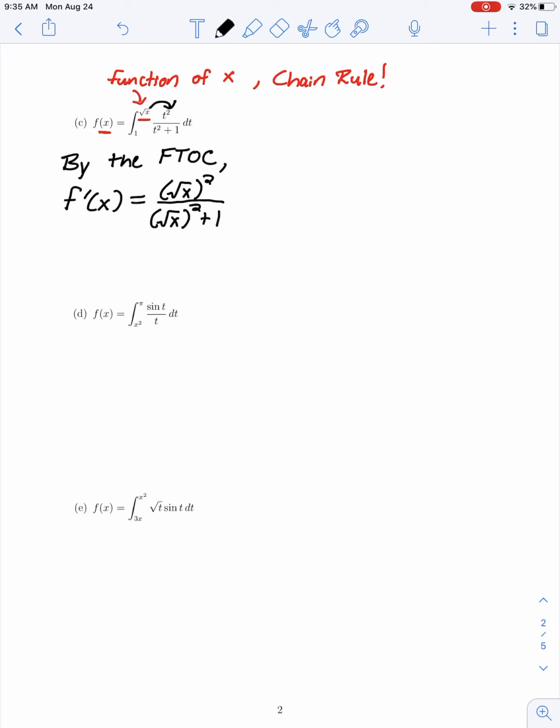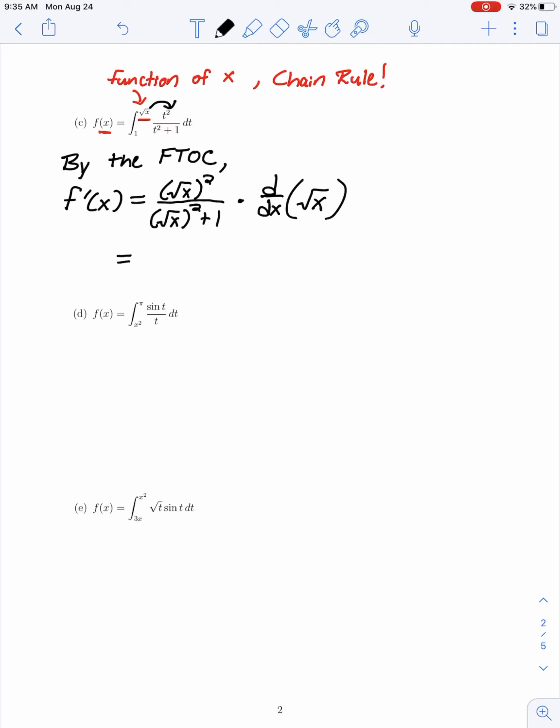But then we have to multiply by the derivative of the inside function. So we're differentiating the inner function, which was the square root of x. So recall here our upper limit was not just x, but a function of x, the square root of x. So using the chain rule, we have to multiply by the derivative of that function. So let's see what we get here.